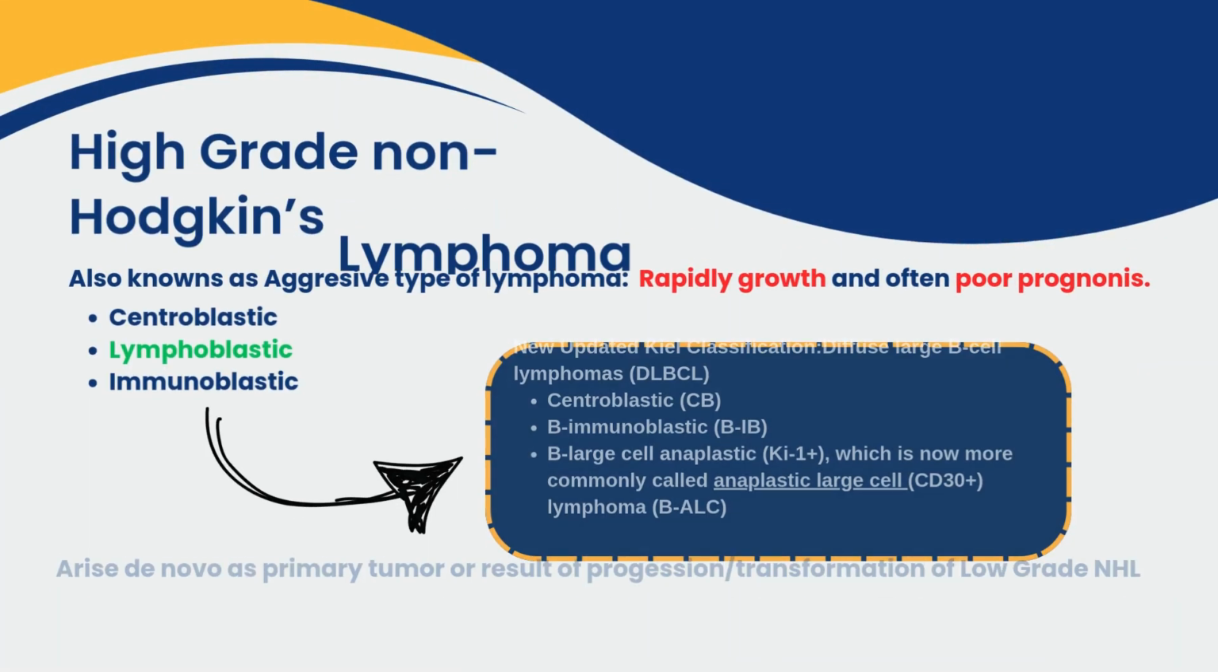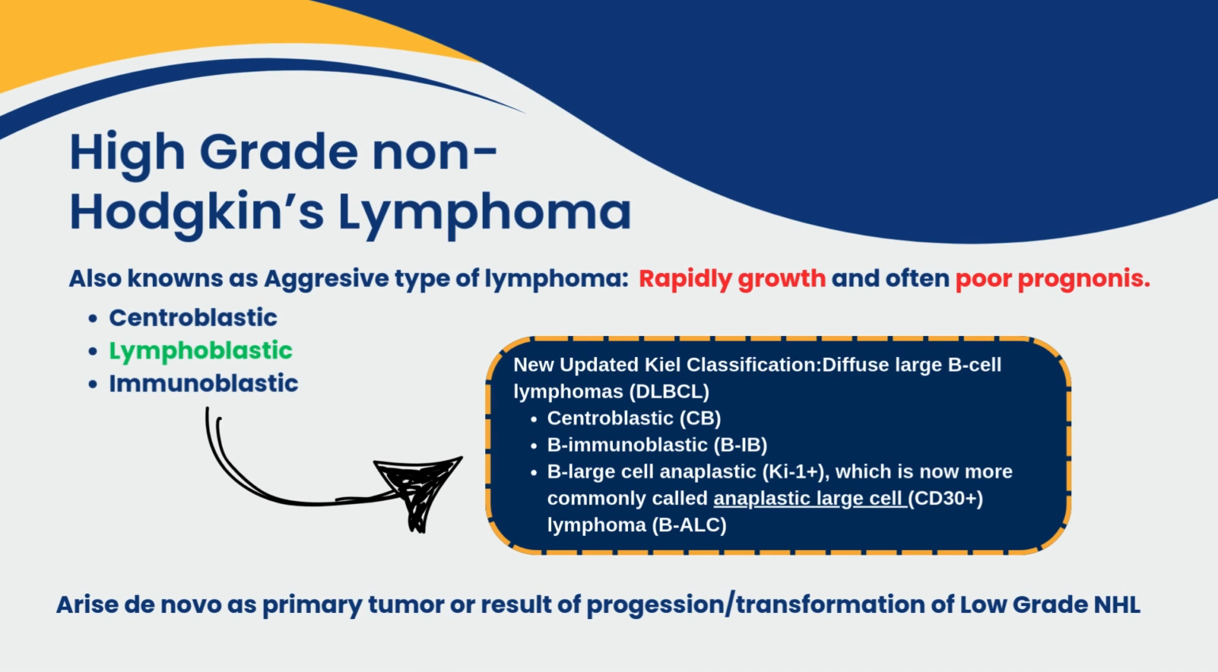Now let's move on to high-grade non-Hodgkin lymphoma, also known as the aggressive type since it grows rapidly and comes with poor prognosis. It is classified based on 3 morphologies: centroblastic, lymphoblastic, and immunoblastic. Centroblastic and immunoblastic are categorized under diffuse large B-cell lymphoma, DLBCL, except for lymphoblastic, since it can arise from either B or T cells.